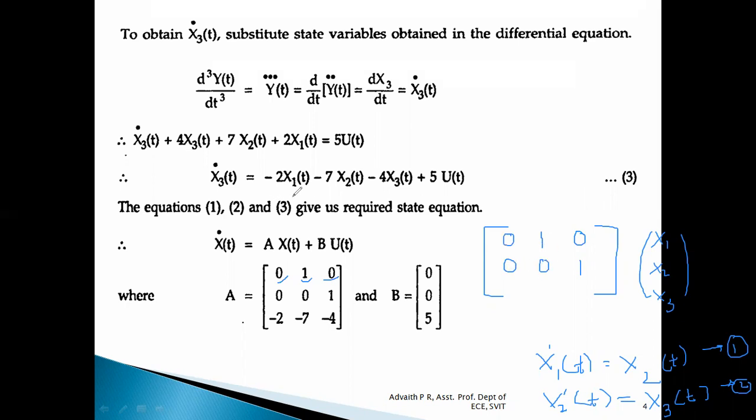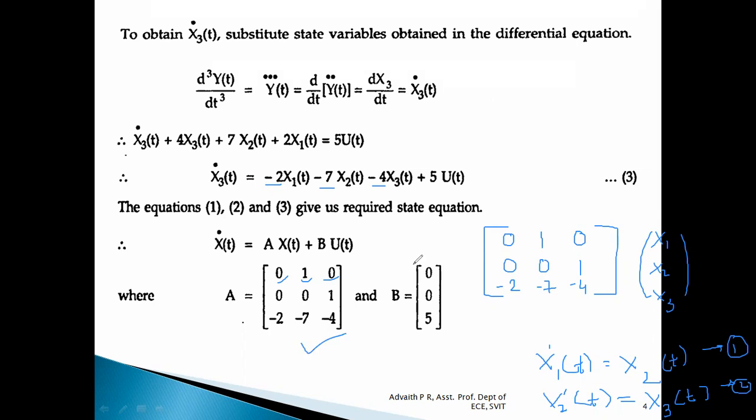Next, in our third equation, the coefficient of x1 of t is minus 2, so we'll write minus 2 over here. The coefficient of x2 is minus 7, so we'll write minus 7 over here. And the coefficient of x3 is minus 4, so we'll write minus 4 over here. So this is how we get matrix A.